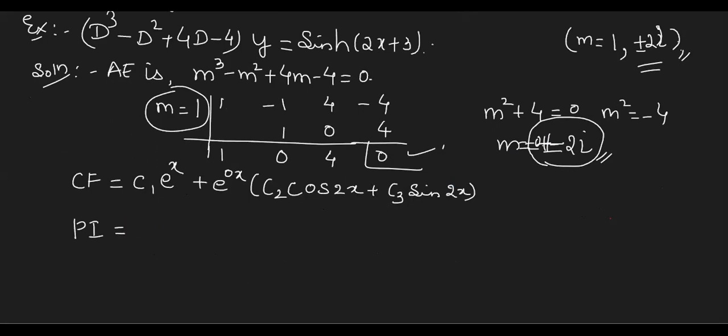I'll just extend this question. I'll just modify it, plus 3. How do we get the particular integral? D cube minus d square plus 4d minus 4 operating on the RHS function, isn't it? Now the RHS, if you see, is sine hyperbolic 2x plus 3.